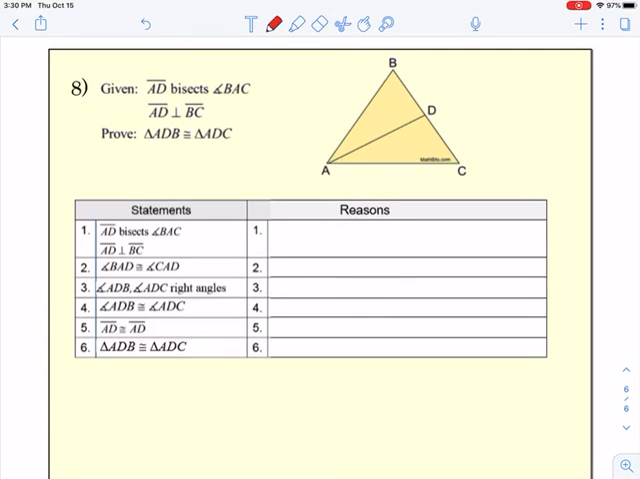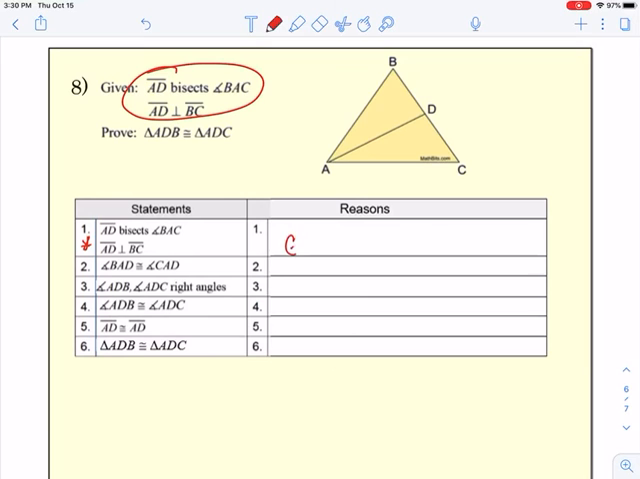Okay, and our last one here, I have AD bisects angle BAC, and AD is perpendicular to BC, and we want to prove triangle ADB is congruent to triangle ADC. Okay, again, notice in statement number 1, that's all your givens from up here. So the reason that those things are true is because they were given.